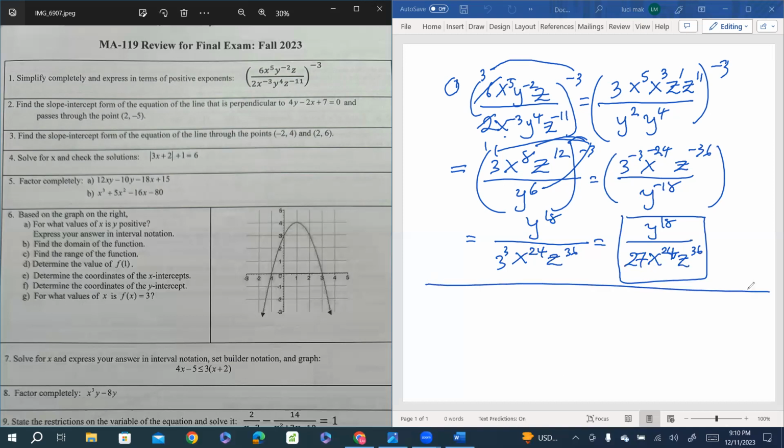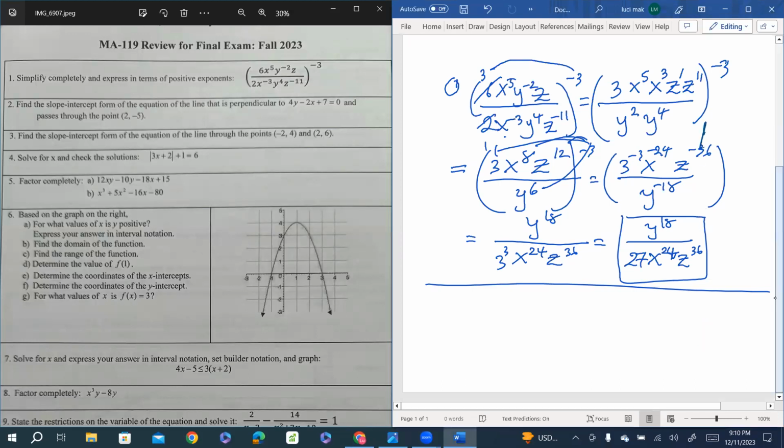Okay, let's look at the second question. Let me see if I can scroll this down. That's an interesting question. I want to scroll this down a bit. I guess that's the maximum. So let's take a new page. I'm going to erase this. I can erase this also.